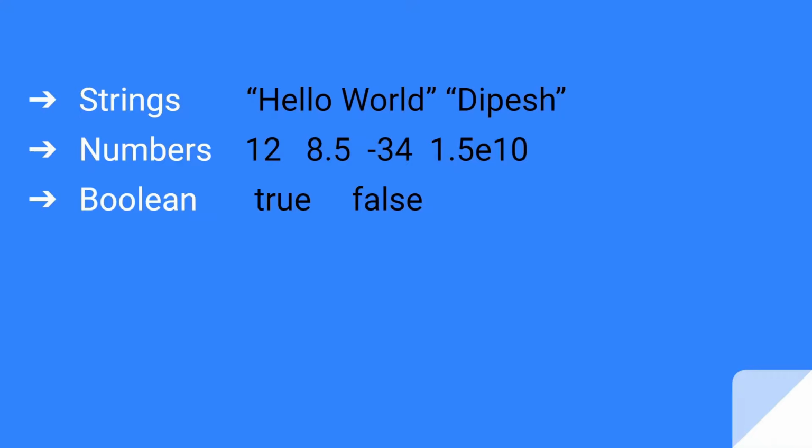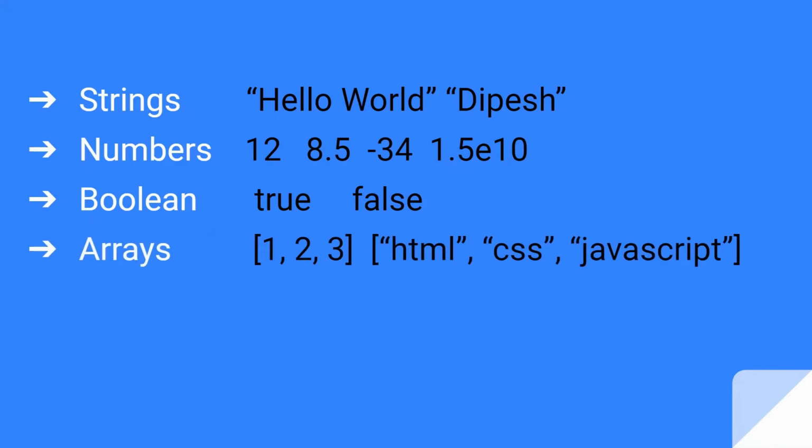Next data type we have the booleans, and the booleans can take either true or false as the value. Next data type are the arrays. So arrays are ordered lists starting the index with 0. In the first array you can see 1, 2, 3. It's an array of numbers, and the second one is HTML, CSS and JavaScript. It is an array of strings, and it is wrapped with square brackets.